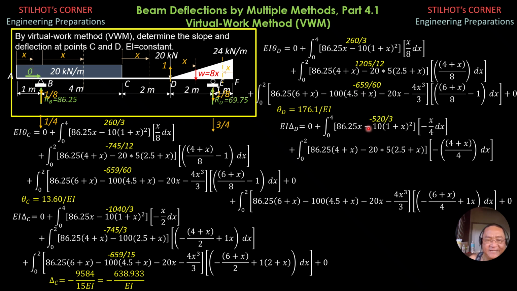So the value of this integral is negative 520 over 3. For the next, it's negative 1205 over 6. And for the last, negative 659 over 10. Then combining, we have delta D negative 6601 over 15 EI, or negative 440.067 over EI.